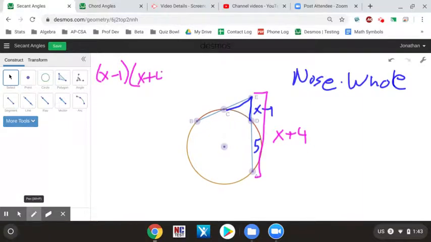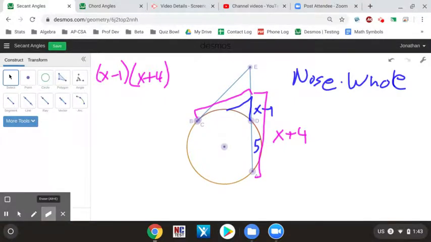But we need to talk about the nose and the whole on the other side. Right now, most of you might say, hey, there's your nose, and there's the whole piece. And I don't disagree with that, but here's what I want to show you. All that's going to change if I were to slide that point C along so that it gets closer and closer to B. I'll redo my diagram a little bit.